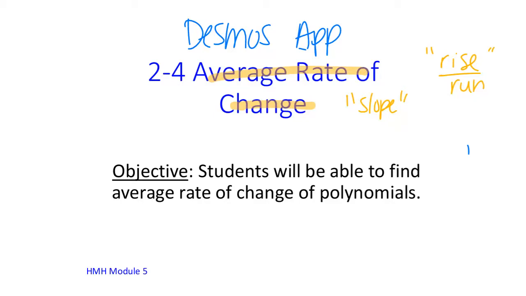But for math 3, we're going to be looking at polynomials, okay? Because it's not a straight line, we can't call it a slope because it's not a constant slope. It changes between each point, so that's why it's called an average rate of change, okay?